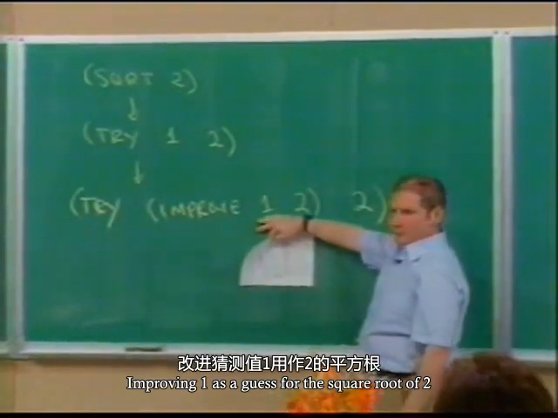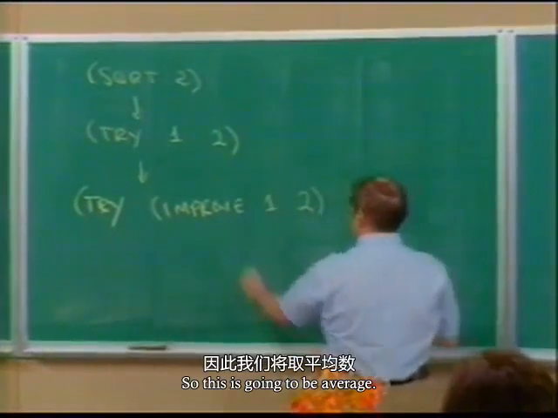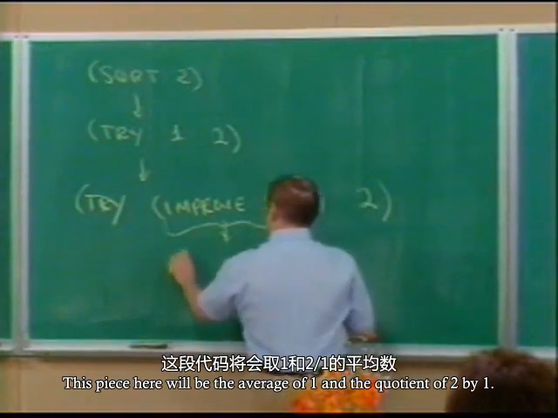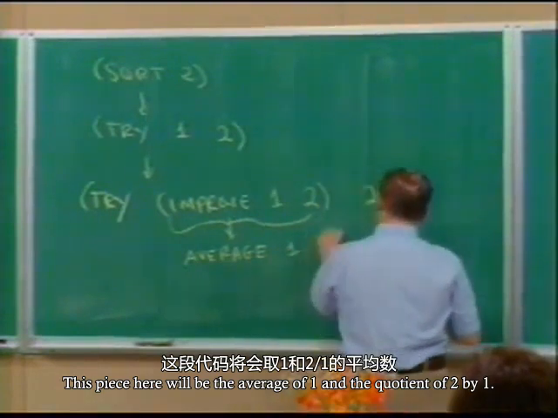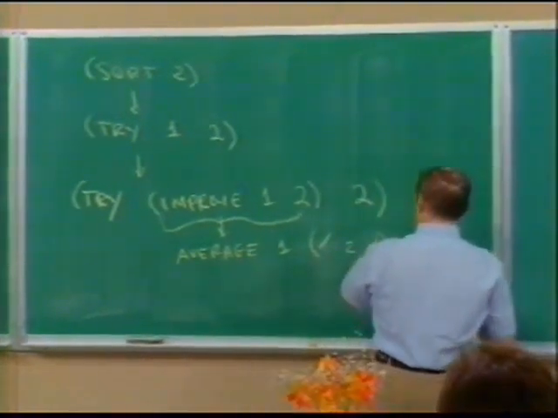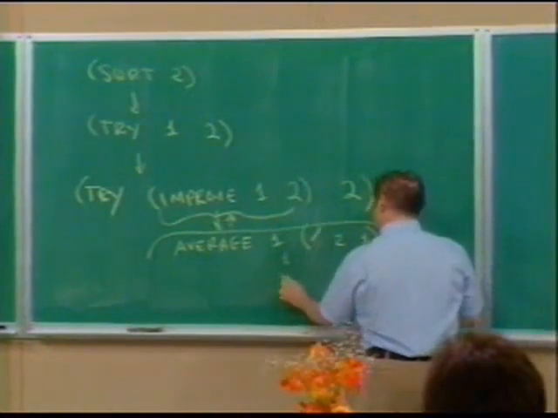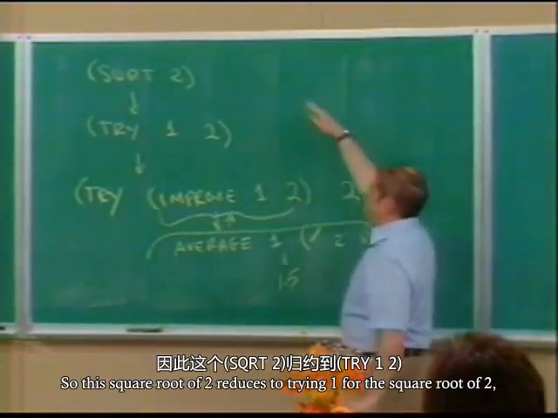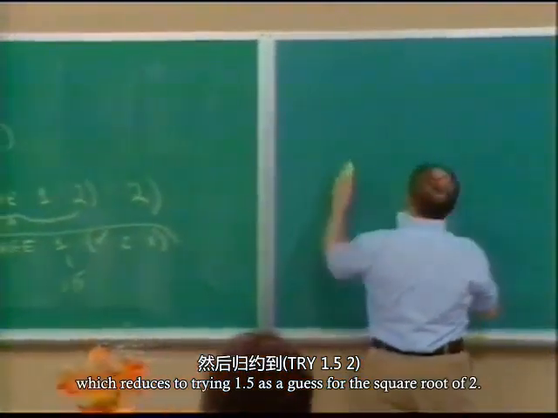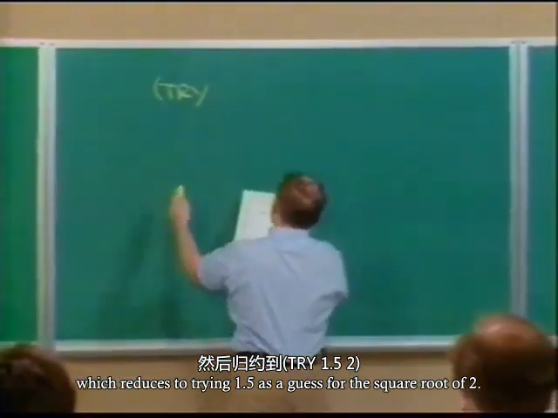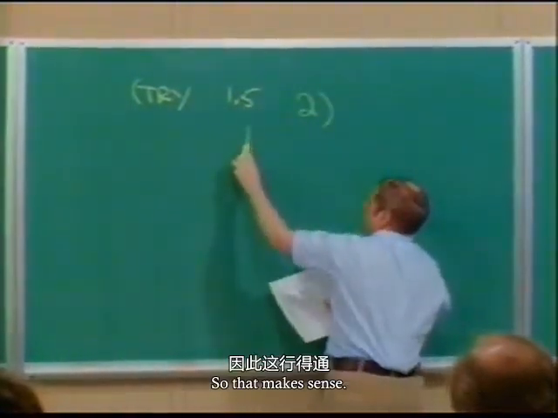and try that as a guess for the square root of 2. Improving 1 as a guess for the square root of 2 means I average 1 and 2 divided by 1. So this is going to be the average of 1 and the quotient of 2 by 1. That's this piece here. And I'm going to try, and this is 1.5. So the square root of 2 reduces to trying 1 for the square root of 2, which reduces to trying 1.5 as a guess for the square root of 2. So that makes sense.